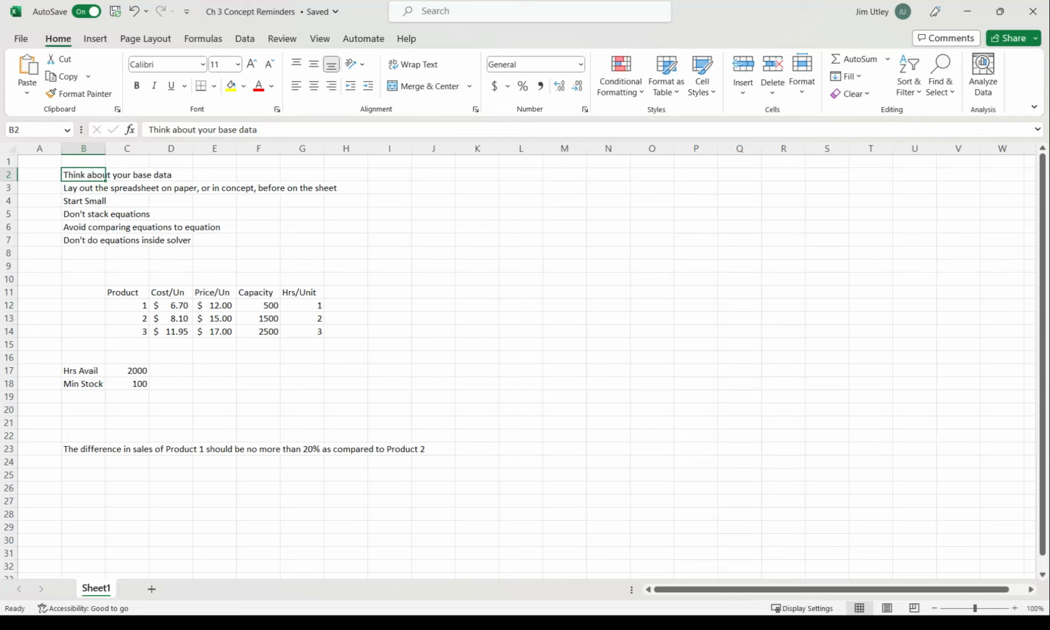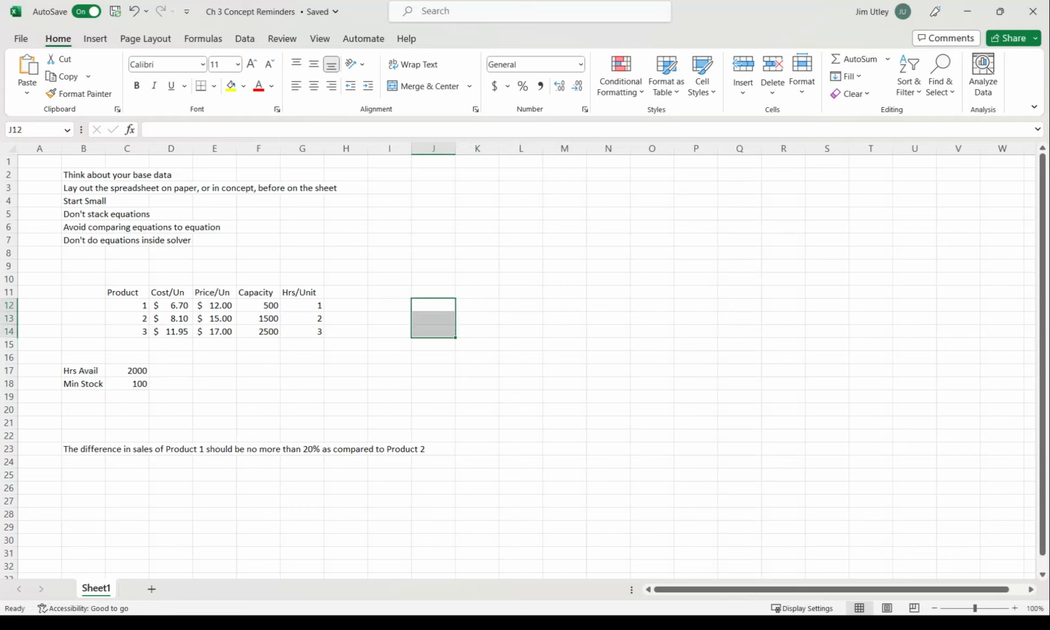For example, if I started with the spreadsheet that's shown in front of me here, I have some base data that's in here. That base data is shaped like this. The units are organized vertically, so the array of cost per unit is vertical, the array of price per unit is vertical, the array of capacity per unit is vertical. If your data is already organized that way, it is not a great idea to then organize your decision matrix horizontally. It's much easier to keep your thoughts organized and your spreadsheet organized if your decision variables end up vertical as well.